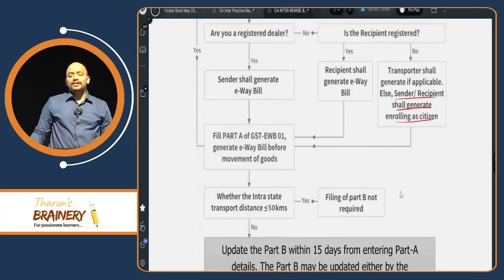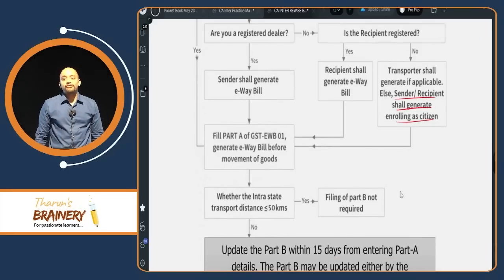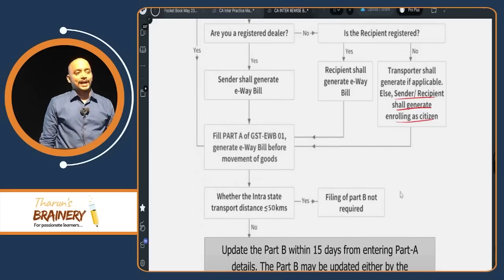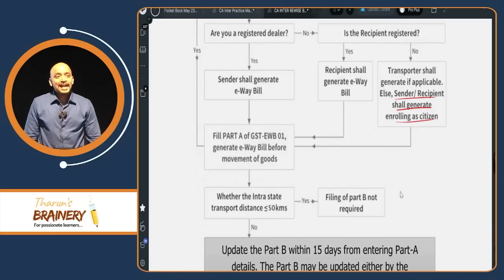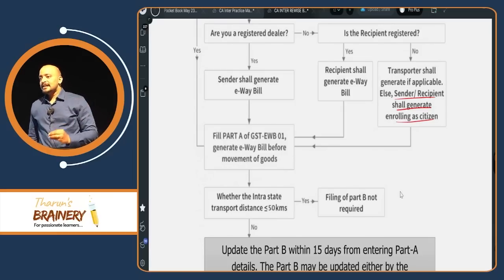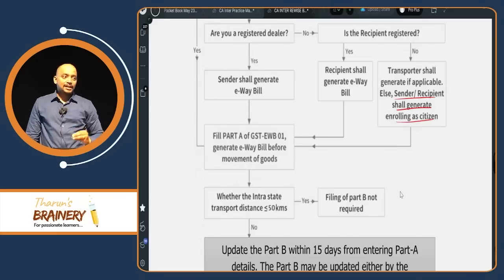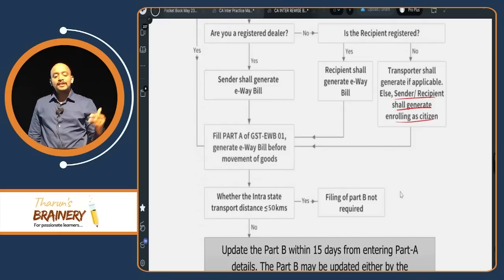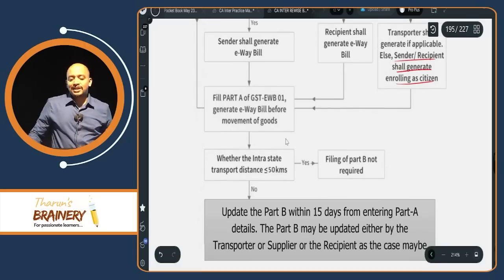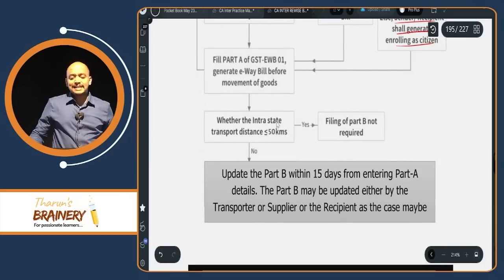And in e-way bill, what is the format of e-way bill? Form GST EWB1. Format of e-way bill is Form GST EWB1, and it will have two parts, Part A and Part B. Part A will contain invoice details, Part B will contain vehicle details. Okay. Part A they need to fill and generate e-way bill before movement of goods. However, there is a small relaxation for Part B.